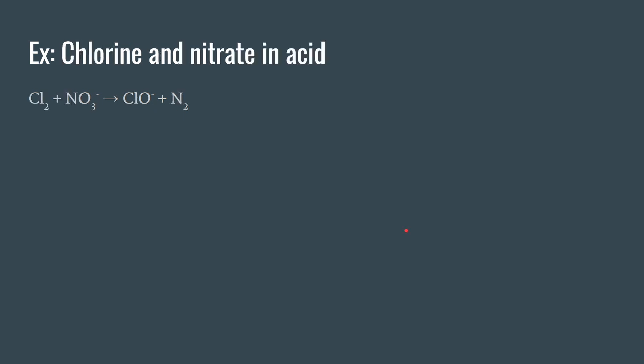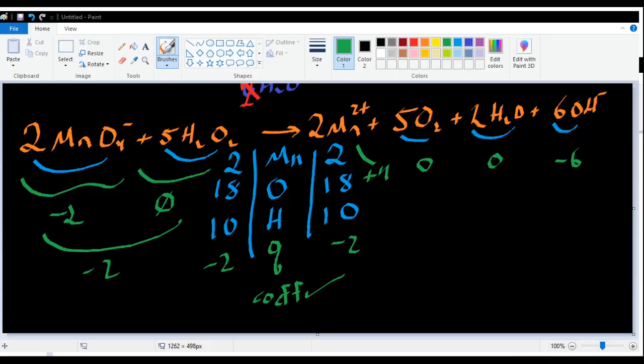Let's do chlorine and nitrate in acid. So in an acid solution, chlorine and nitrate. We're making chlorite and nitrogen. If you're following along at home, go ahead and pause here to try and do it on your own. For those of us watching live, let's go ahead and just dive right in.